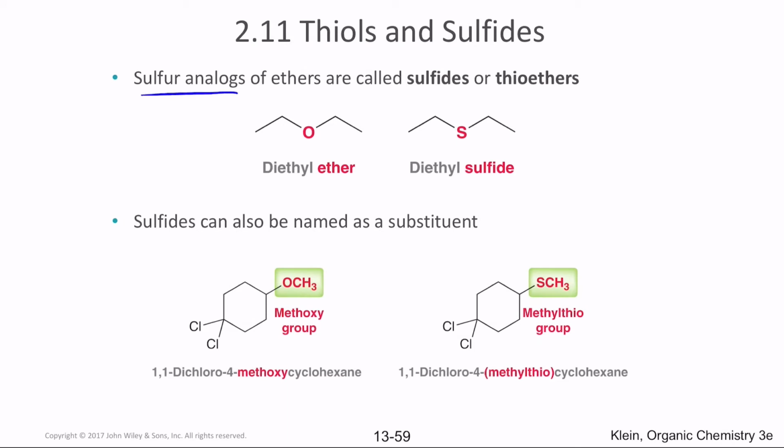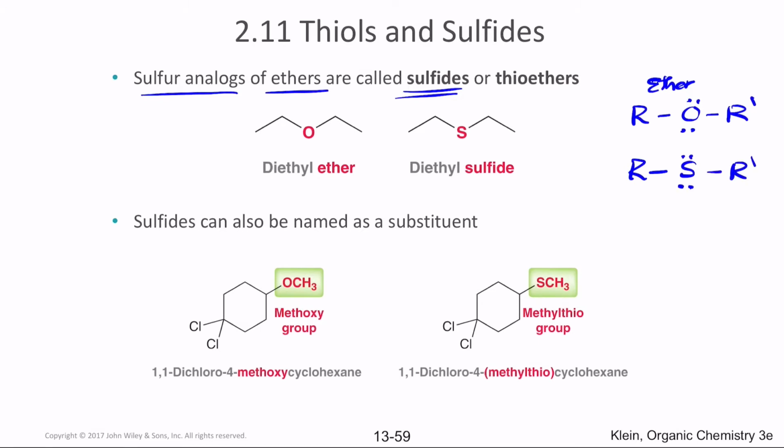Next, sulfur analogues of ethers are generally called sulfides. For example, a general ether is R-O-R'. With sulfur in place of oxygen, the ether becomes a sulfide. It is the exact same compound, but when you name it as a side chain substituent, OCH3 is written as methoxy, an alkoxy group, whereas SCH3 is written as methylthio.